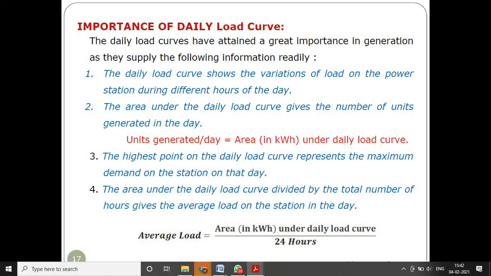Units generated per day means what? Area under the load curve, that is in kWh. The highest point on the daily load curve represents the maximum demand on the station on that day. I have already told you, maximum demand is the highest point on the load curve. The area under the daily load curve divided by the total number of hours gives the average load on the station in the day. So the average load is the area under the daily load curve divided by 24 hours.